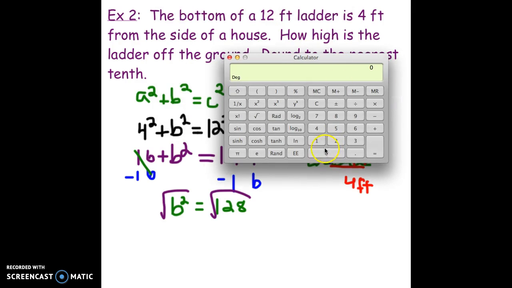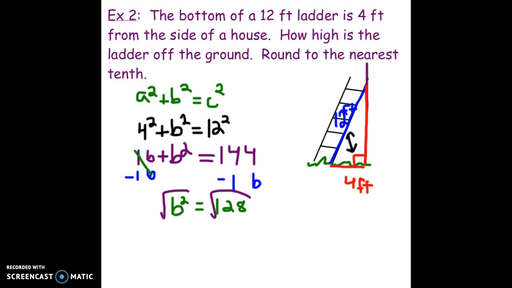In doing that, the square root of 128 to the nearest tenth, we want one number behind the decimal, so that's 11 point, the one keeps it the same, 11.3. So that means the ladder is 11.3 feet off the ground. And this makes sense. We shouldn't have a 12-foot ladder that goes up the wall higher than the ladder. You're not going to be able to reach 27 feet up the wall if your ladder's only 12 feet.